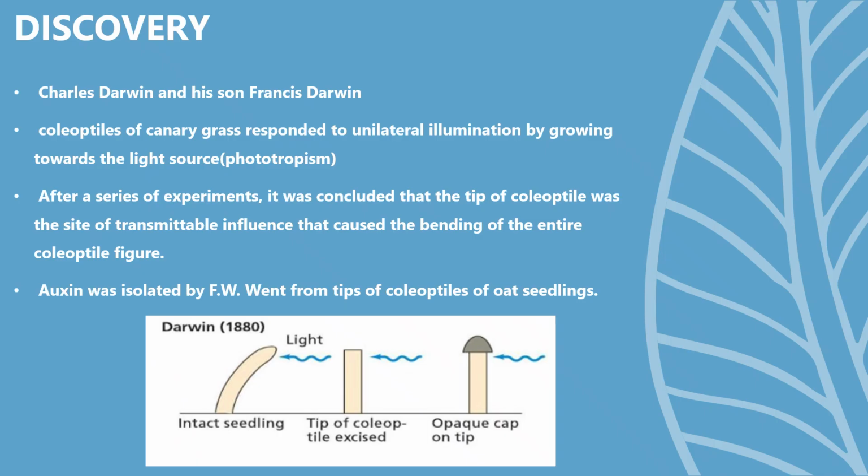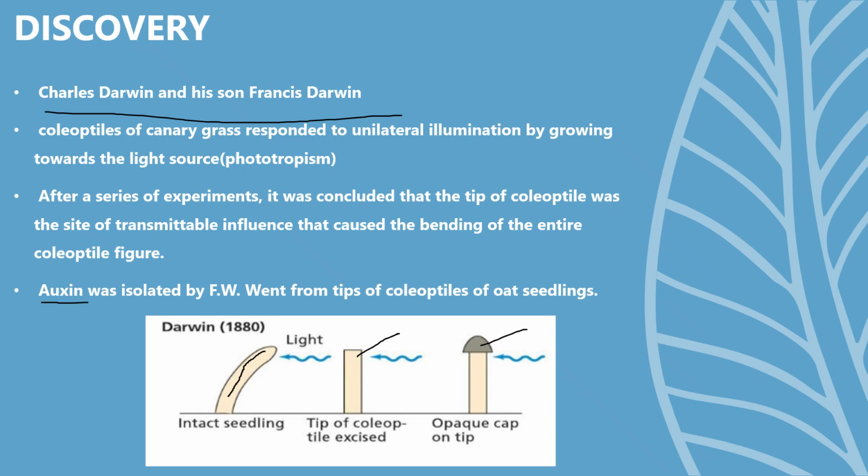Discovery of auxin was done by two scientists. First scientists were Charles Darwin and his son Francis Darwin. They observed the auxin in the coleoptile of canary grass. What they observed was that the coleoptile of canary grass bent towards the direction of light. But when they removed the tip of the coleoptile and covered it with a cap, there was no further bending of the coleoptile. So they concluded that there is something that is transmitted from the tip.